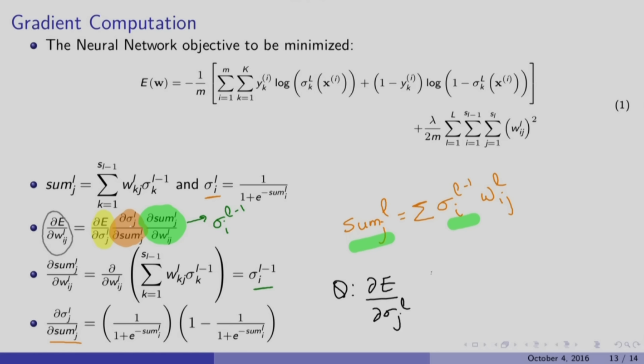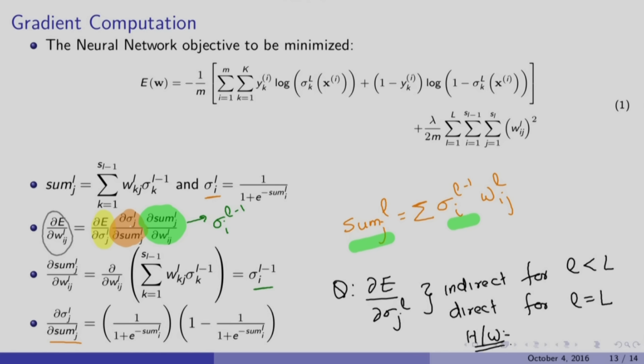As we discussed previously, this is indirect for all the l less than capital L and direct for small l equals capital L. We leave this as homework for you to realize, and we will build upon this discussion in the next class.